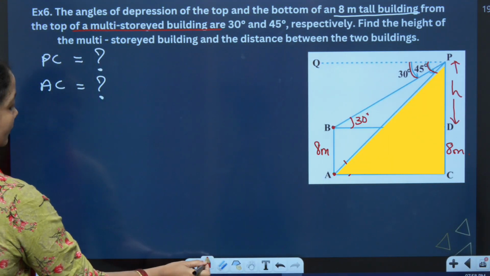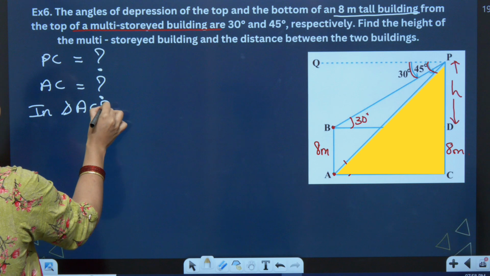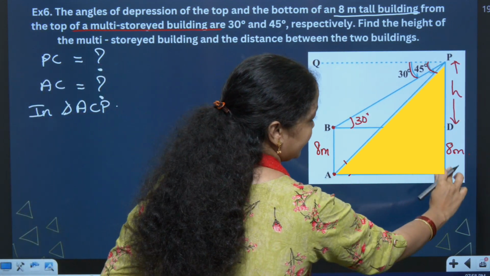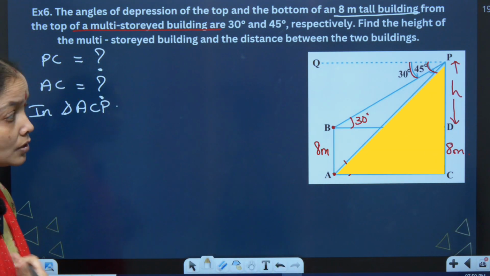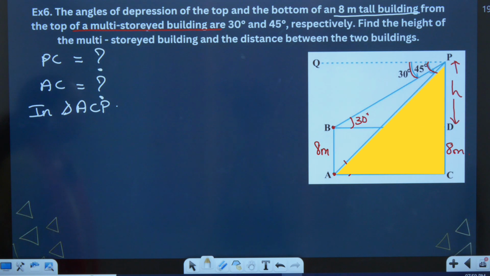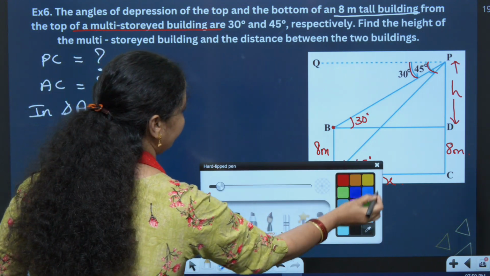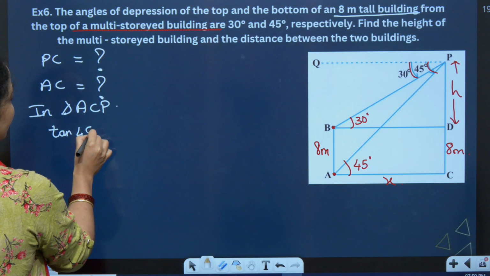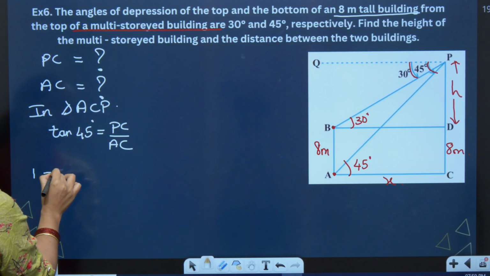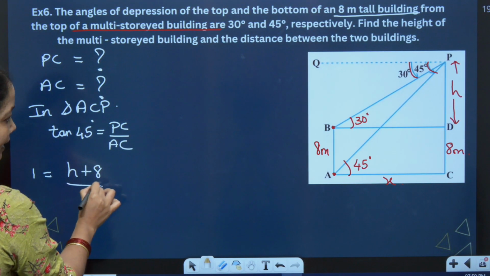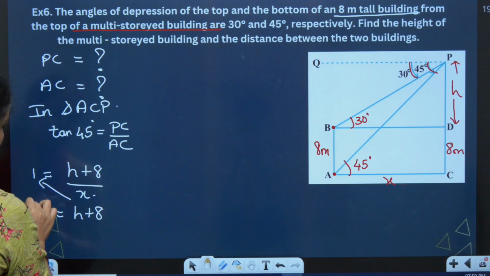In triangle ACP, see, the opposite side is given, the adjacent is not given. AC also I have to find here. So what I will do, I will consider AC as X. So in triangle ACP, tan 45 degrees is equal to PC by AC. So tan 45 is 1, PC is H plus 8, divided by X. I'll flip this up, X is H plus 8. This is my first equation.